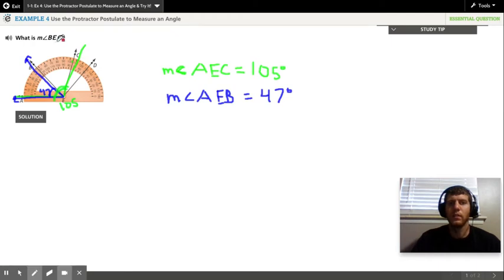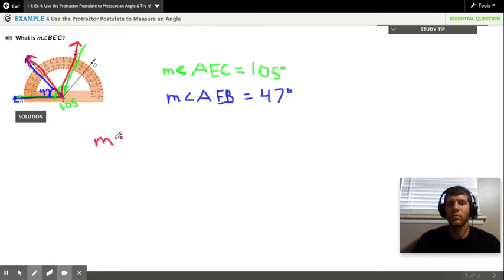And we're looking for the measure of angle BEC. E is the vertex, so we're going BEC. So we're looking for this one here. We're simply going to subtract the small one from the big one. This whole angle here is 105, but we don't want that whole angle, we only want this part, so we need to subtract out the other part. So we take this 105, we subtract the 47.